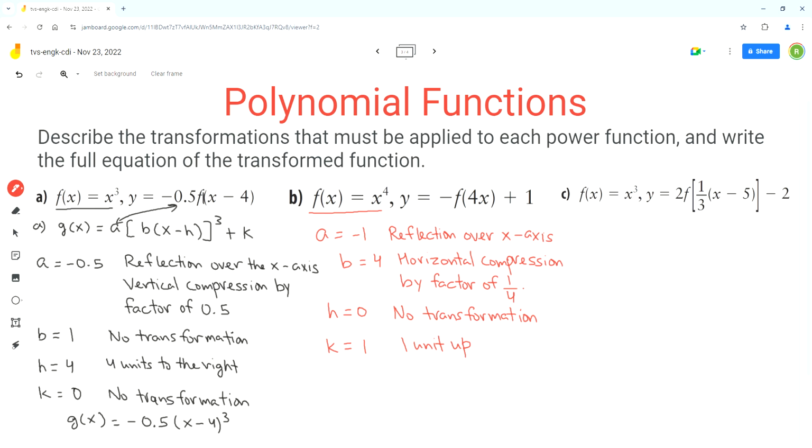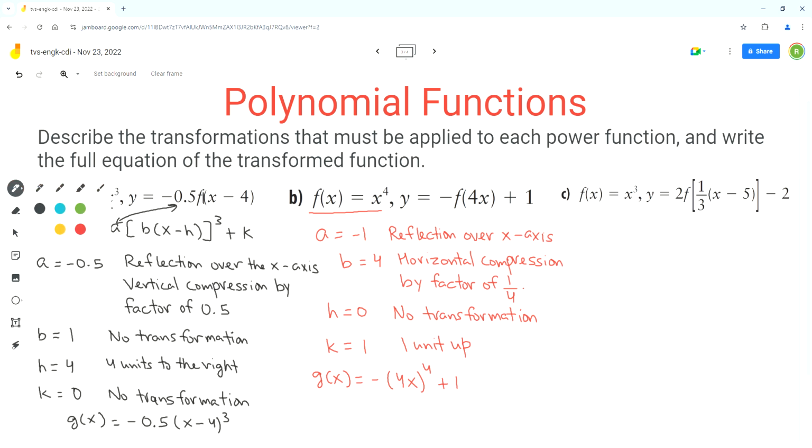Now we can write the transformed function equation. A value is negative 1. We can ignore the 1 and just write the negative sign. B value is 4. H is equal to 0, so we can ignore it. And k is equal to positive 1. So this should be the equation of the transform function. Now we can answer part C.